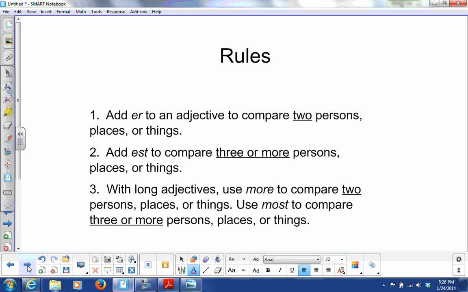First of all, you're going to add ER to an adjective to compare two persons, places, or things. So if I was going to say that Mrs. Fernley is smarter than Miss Geisen, haha, just joking. But if I was to say that, I would add an ER to smart. So it would look like this. Smarter. Okay.